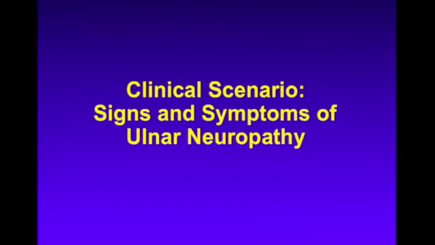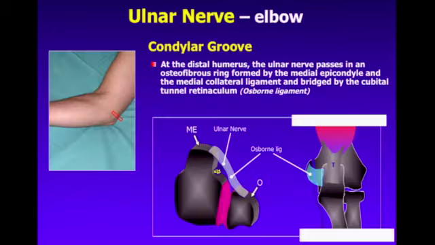Moving to the next clinical scenario, patient who has signs and symptoms of ulnar neuropathy. So just to review some anatomy here, the ulnar nerve at the distal humerus passes in a ring that's formed by the medial epicondyle, the medial collateral ligament, and it's bridged by a retinaculum called Osborne's ligament. So that's what covers the nerve within the cubital tunnel, and the probe is placed as shown to get that image.